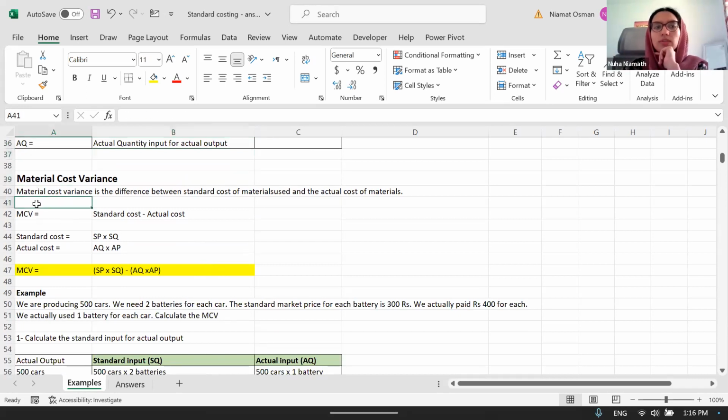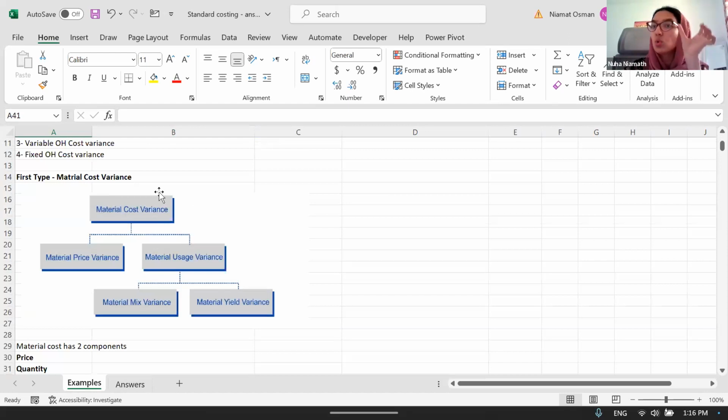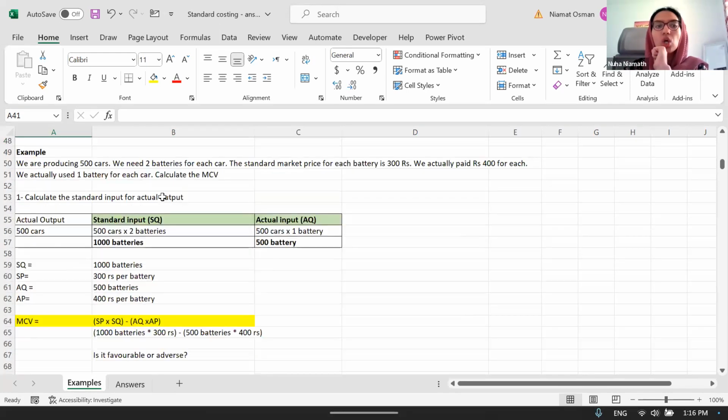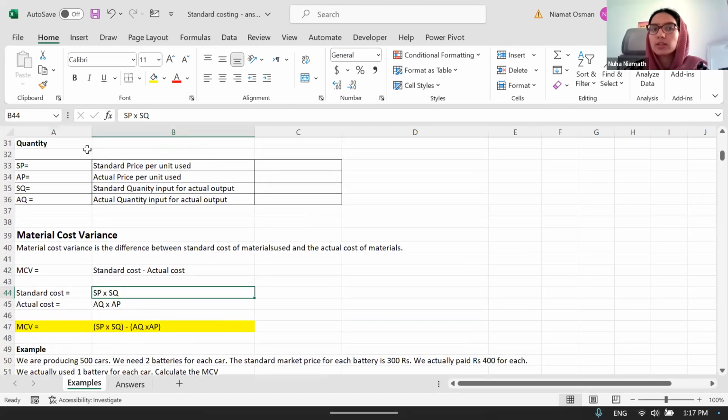So now let's look at the first part, which is material cost variance. What is material cost variance? Material cost variance, like I told you, is the total. If you go back over here, it is the major total. So the total difference between the standard material cost minus the actual material cost is your material cost variance. So if we go back to material cost variance, your material cost variance in short form MCV is equal to standard cost minus actual cost. Standard cost is what? Standard price into standard quantity. If you go back here, standard price used per unit into the standard quantity of input for the actual output.